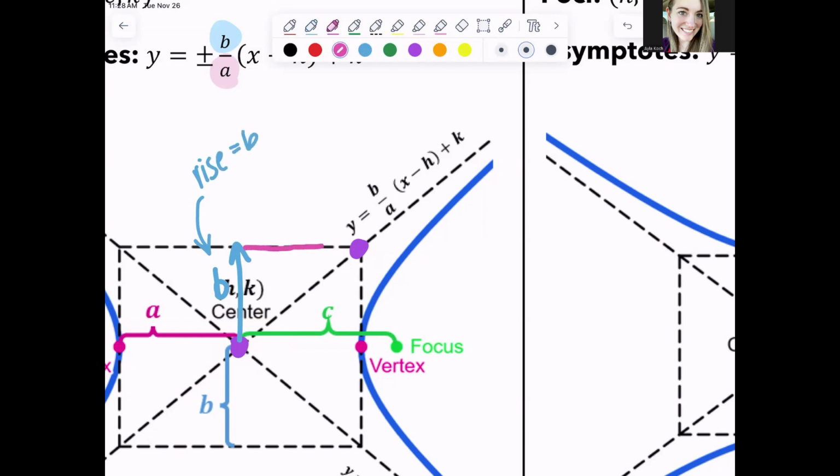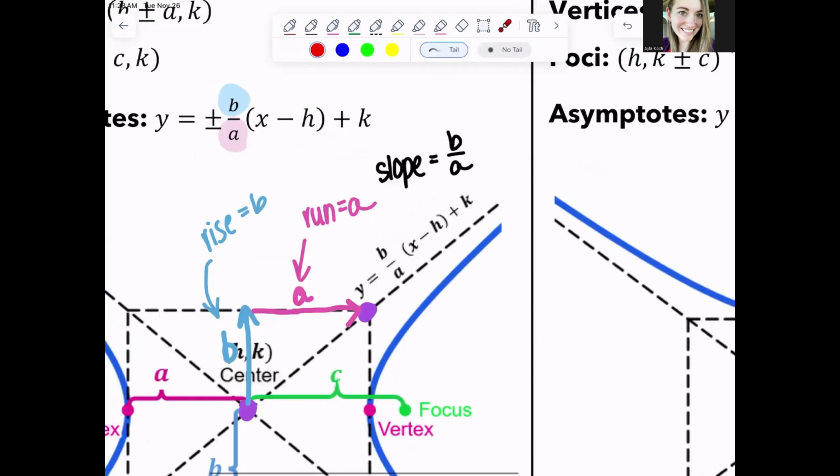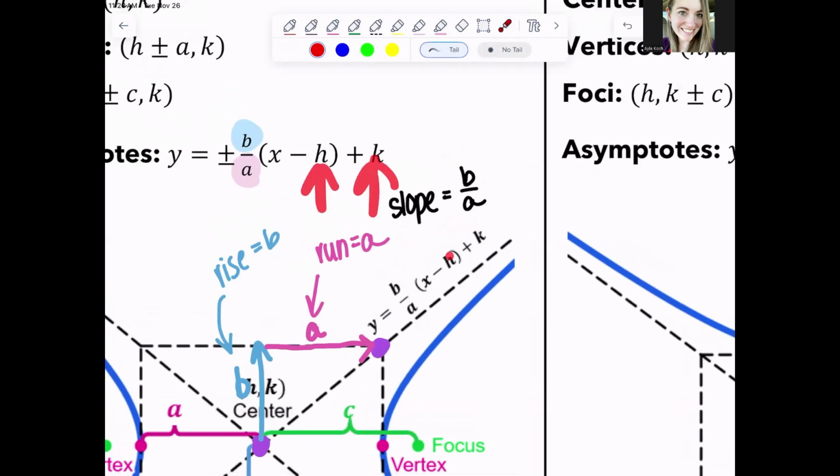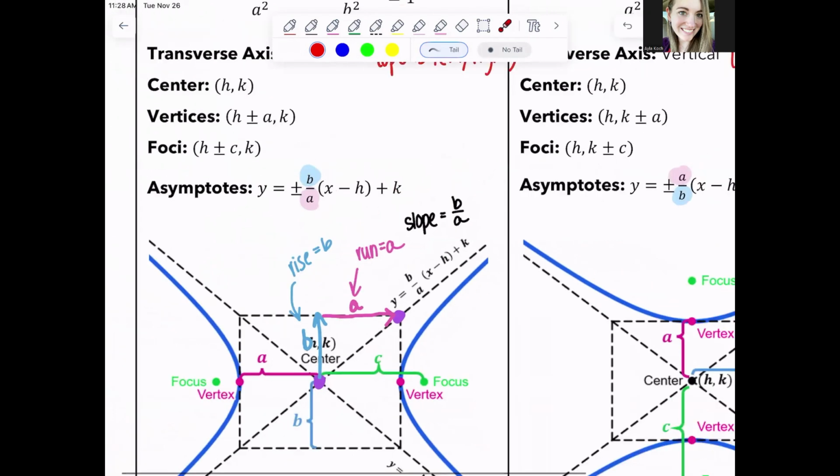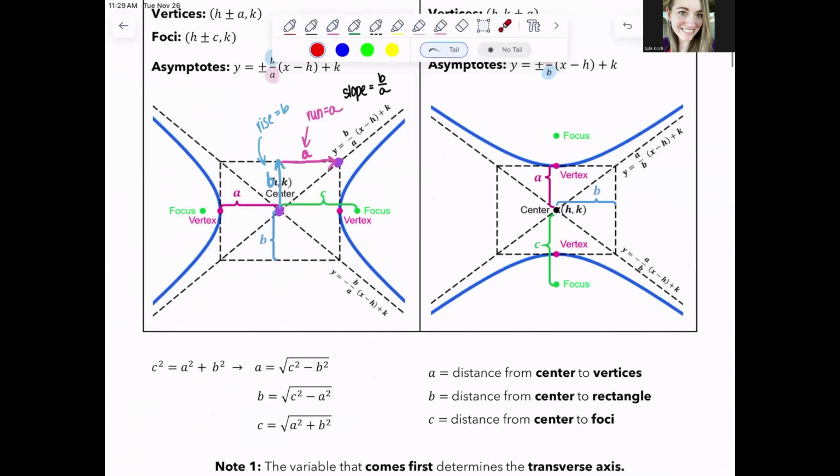And then from here to here, that distance is really the same distance as from here to here, which is the center to the vertex. That distance is A. The run equals A. That means that your slope, rise over run, is B over A. So that's what this B over A slope is. H and K, this is just point slope form. This is just a point on the line, and the point we're using is the center because the center works for both of the asymptotic lines.